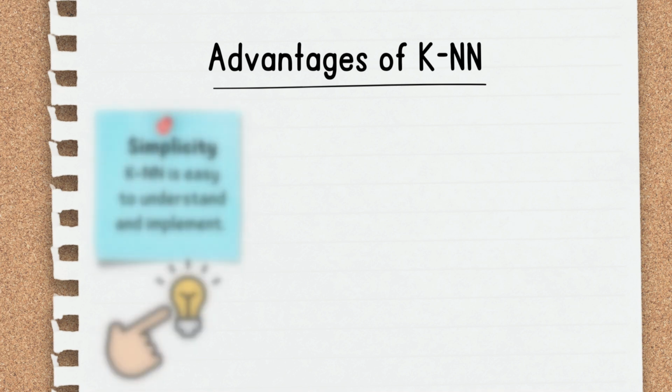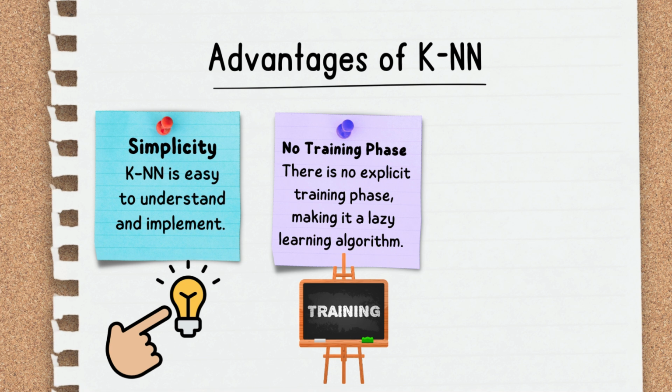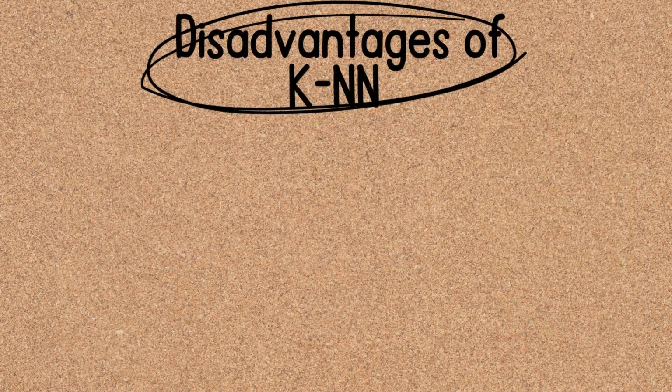Advantages of KNN. Simplicity. KNN is easy to understand and implement. No training phase. There is no explicit training phase, making it a lazy learning algorithm. Versatility. KNN can be used for both classification and regression tasks.